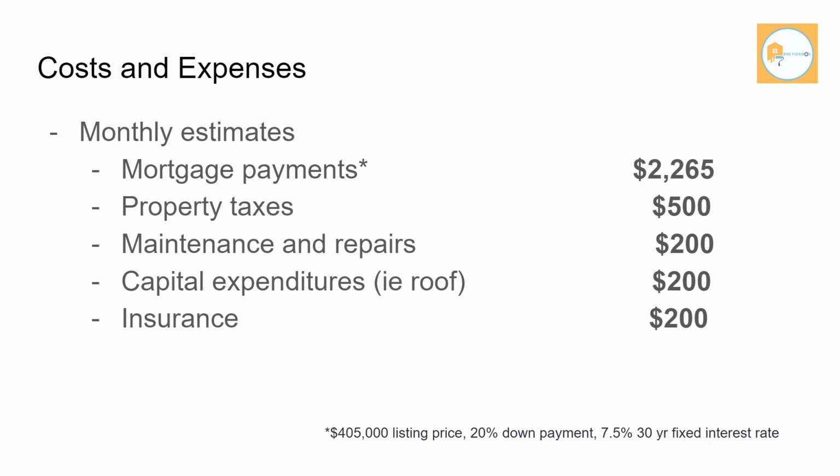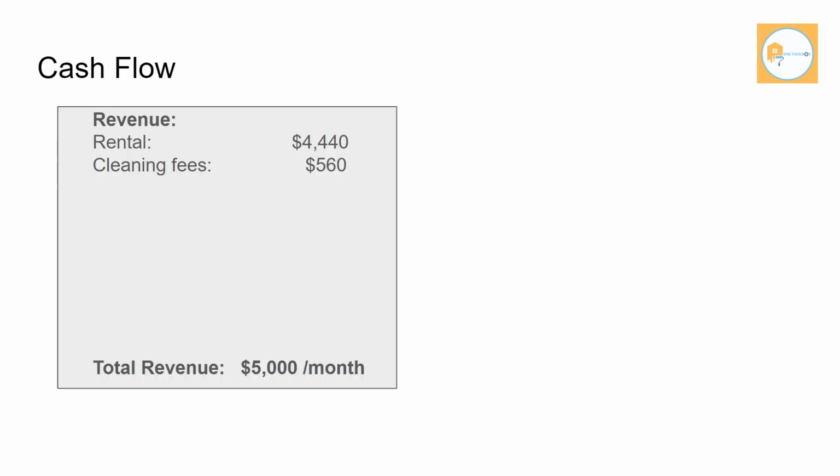Insurance, same thing, $200, which will equate to an annual premium of $2,400. Now that we've gone through the revenue as well as the costs and expenses for operating an Airbnb short-term rental, let's look at how the cash flow plays out.